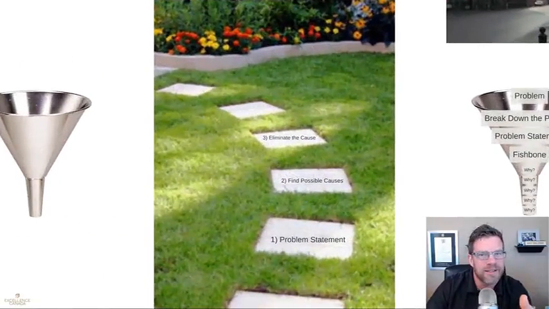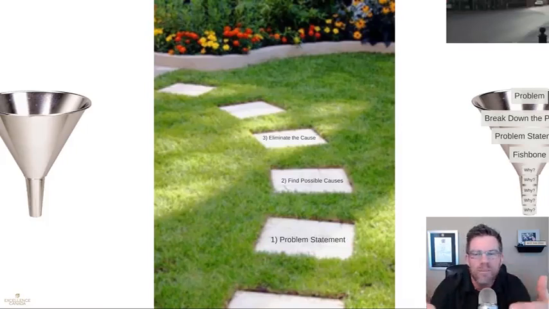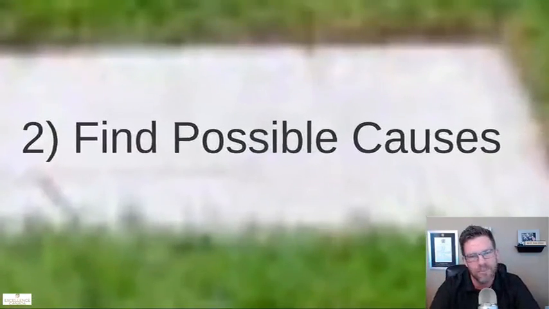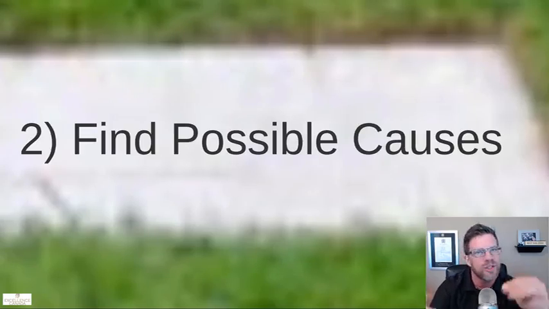Three-step process. It starts with problem statements and how our brains aren't really good at doing problem solving and problem statements. So we're going to start there. That's step one. Once we have a pretty good sense of what our problem is, then we can move on to the second step, which is finding the possible causes. We're going to do two things, something called a fishbone diagram, and we're going to do a 5 Whys analysis.